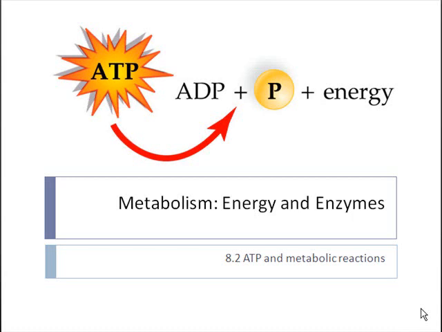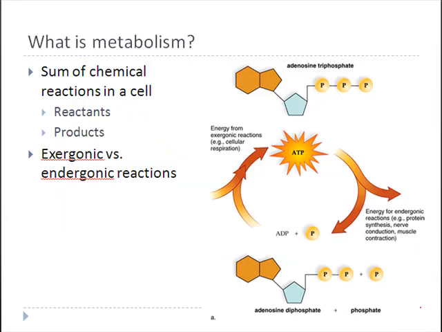Here we are in part 2 of our metabolism lectures. We're going to be looking at the nucleotide ATP, and also we're going to be examining some information about metabolism and reactions. So first things first, let's define metabolism. Metabolism is the sum of all chemical reactions that occur inside of a cell.